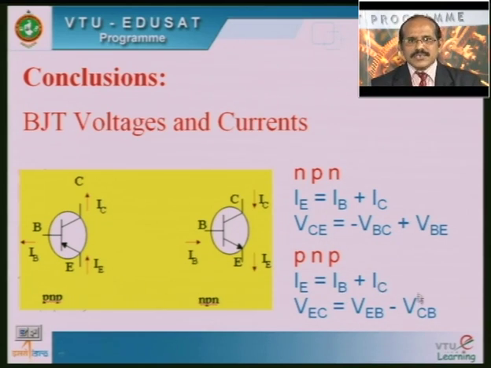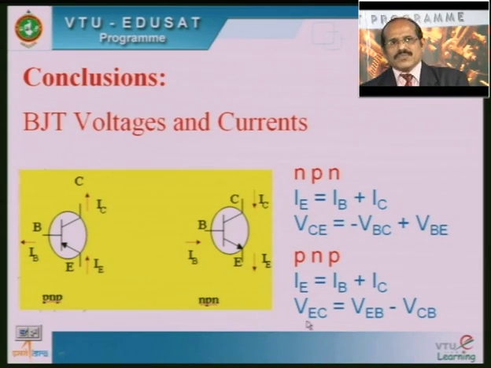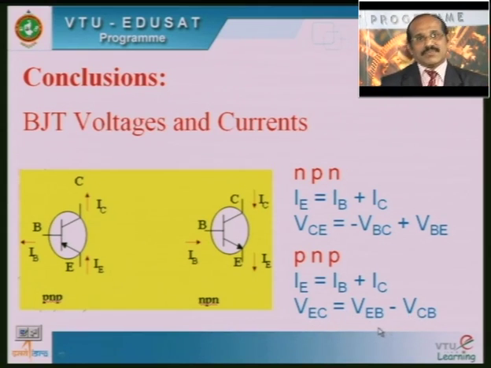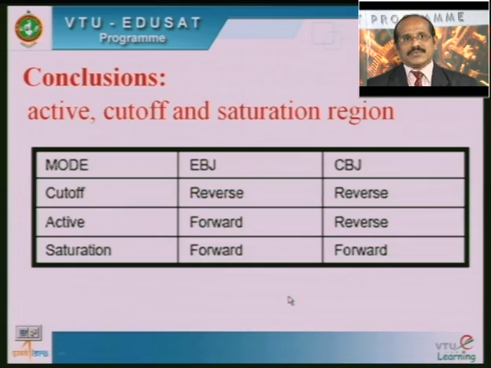On similar lines to the NPN, the voltage equations can be written as VEB is nothing but the summation of VEC and VCB. So from this we can say that VEC is nothing but VEB minus VCB. VEC means the voltage between emitter and collector, VEB means the voltage across the emitter to base, and VCB is the voltage across the collector to base.